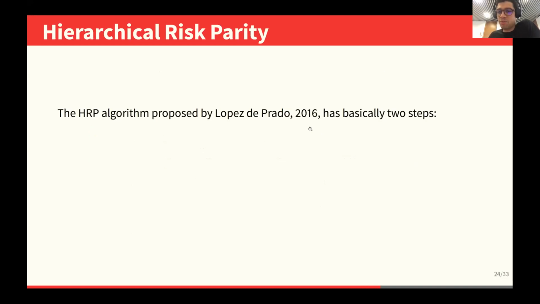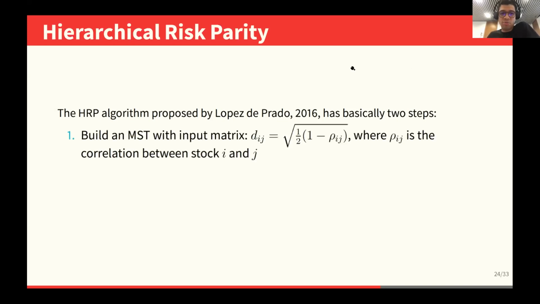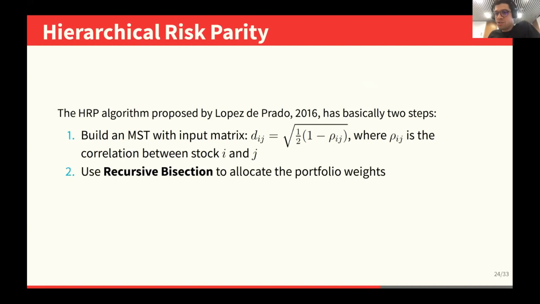So hierarchical risk parity was proposed by Lopez de Prado, a very famous quant researcher, in 2016. It's a basic idea, although it's a little bit heuristic, as you will see, and it follows basically two steps, right? You build a minimum spanning tree based on this distance matrix, where rho_ij here is the estimated correlation between stocks i and j, and then you use this recursive bisection algorithm to allocate the portfolio weights, which is what we are interested in, right? So basically, we build the minimum spanning tree based on these distances, and then we're going to have the dendrogram, and then we're going to see the order in which the stocks were allocated.